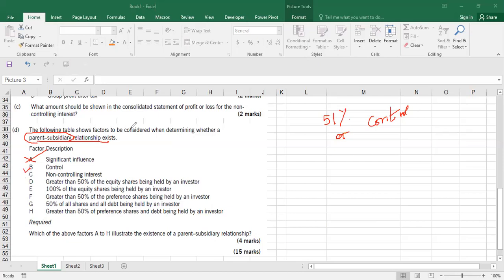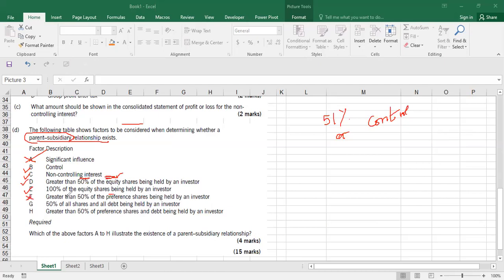The following table shows factors to be considered when determining whether a parent subsidiary. Yeah, this is also. Because if there is a non-controlling interest, the other one is parent. Greater than 50% of equity shares, more than 50%, yes, it gives you control. If you have 50% or more of preference shares, then there is no control. Because preference shares do not have voting right. Voting right comes with equity shares. And therefore, D is also the choice. 100% of the equity shares being held by an investor, correct? It is control. Yeah. Greater than 50% of the preference shares, no control.